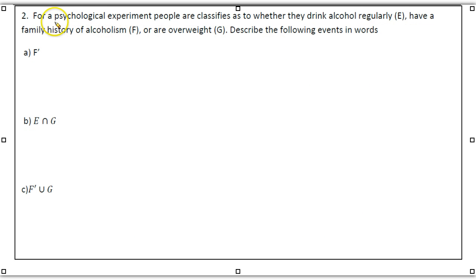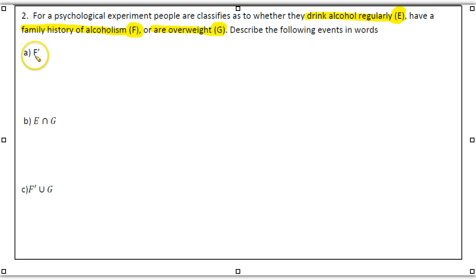Now in part 2, we're looking at a psychological experiment. People are classified as to whether they drink alcohol regularly. This will be group E. Have a family history of alcoholism. That's group F. And then are overweight. That is group G, or set C.